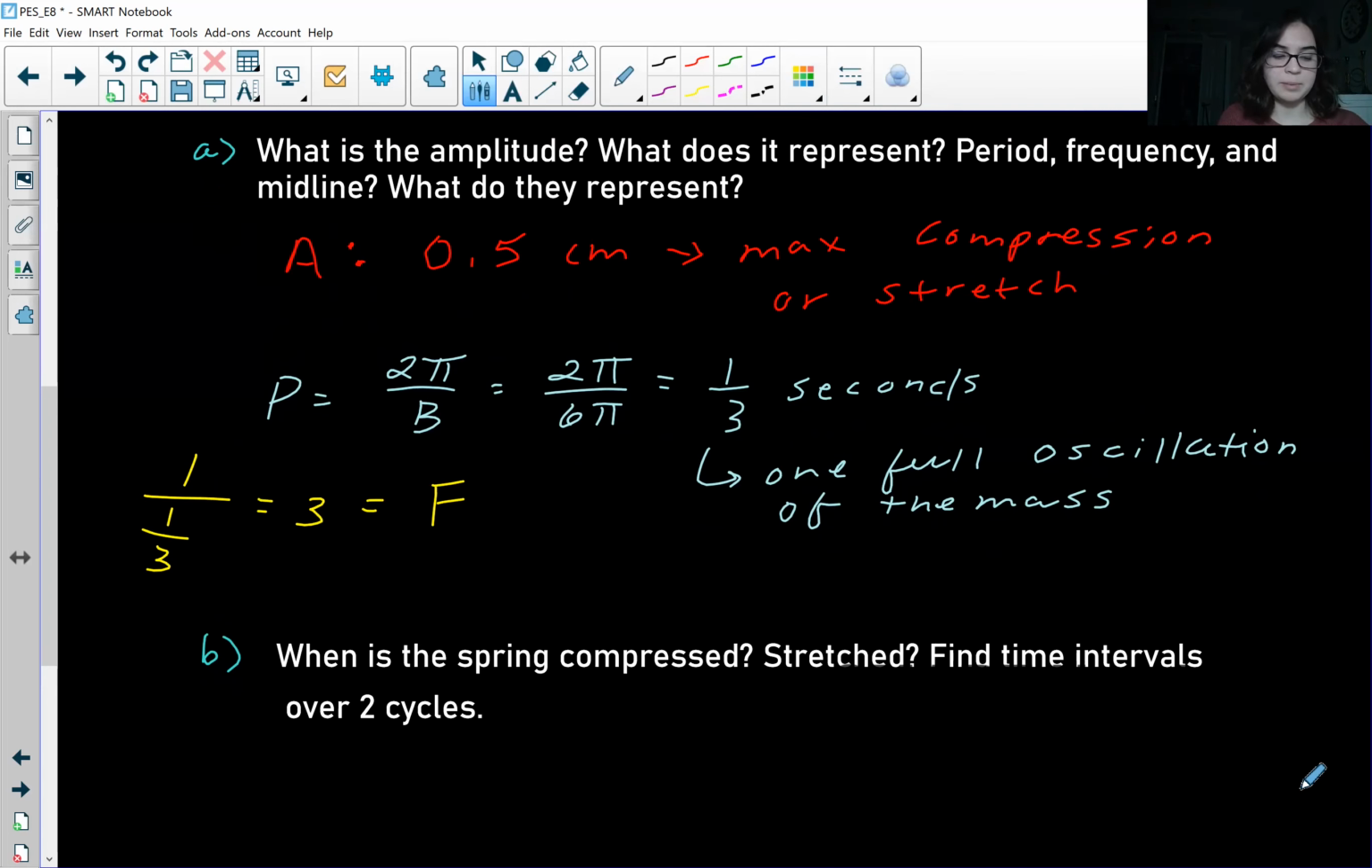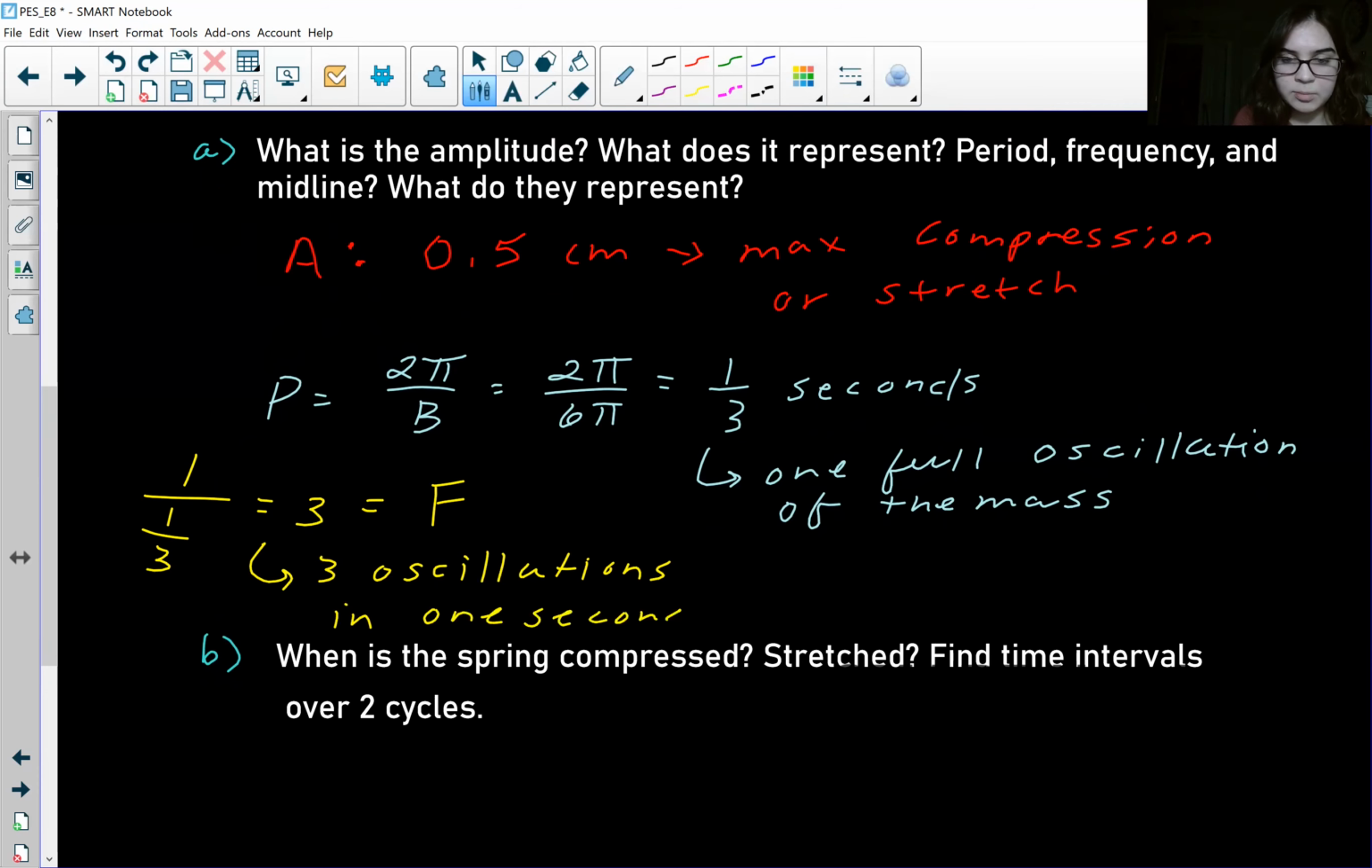And so what does that represent? Remember, frequency is cycles over time. So this means that we're going to make 3 oscillations in 1 second. So that's our unit time.